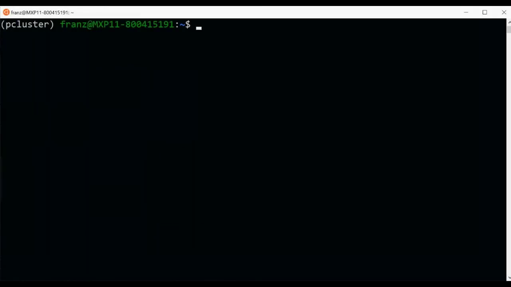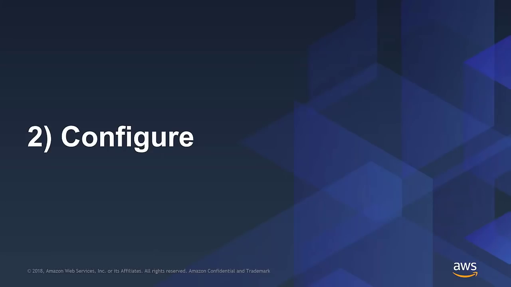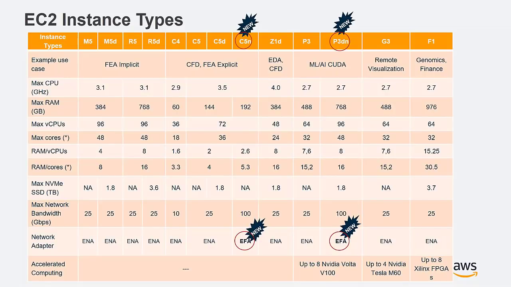So this is all basically for the initial configuration. Now we can, let's say, dive deeper into a more detailed configuration. As I said before, the next thing is to select the instance type for your workload.